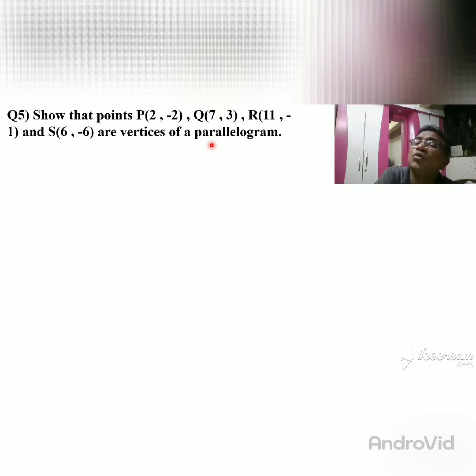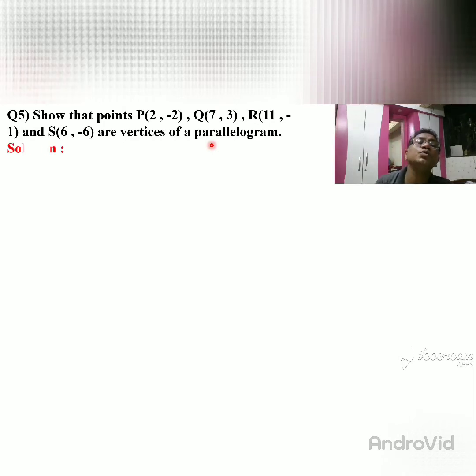So what does parallelogram mean first? Parallelogram means opposite sides are congruent to each other and opposite sides are parallel to each other. So if the distances of the two opposite sides are congruent, then they are called a parallelogram. Suppose PQ is congruent with SR, or PS is congruent with QR. In such a way, if you show the distances are congruent, then it is a parallelogram.